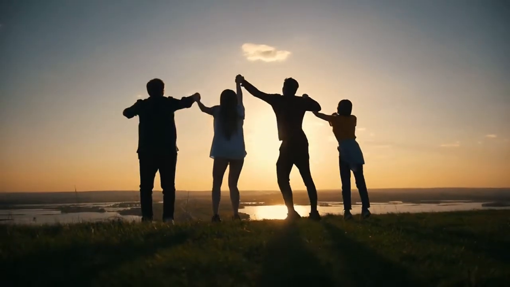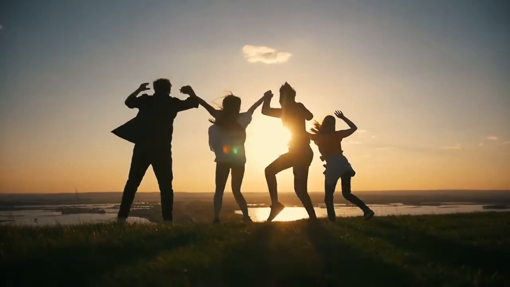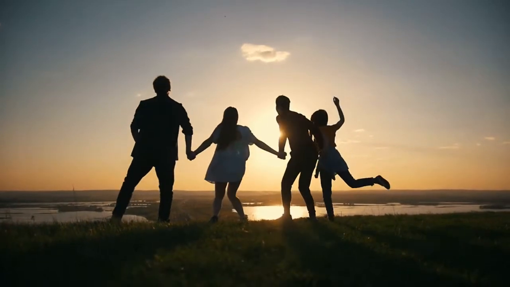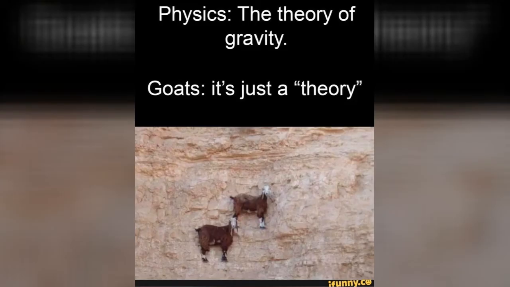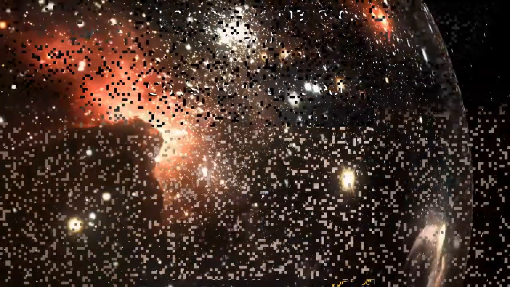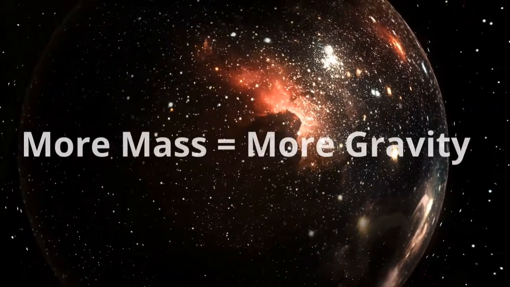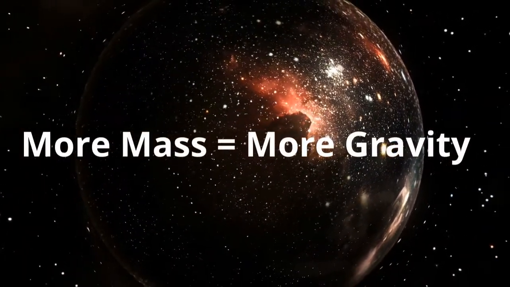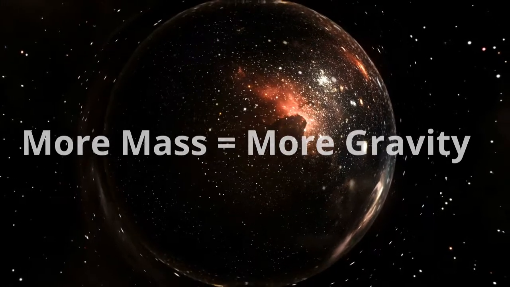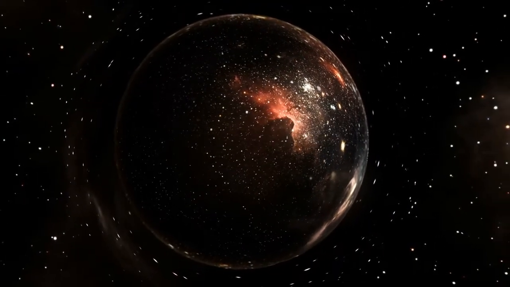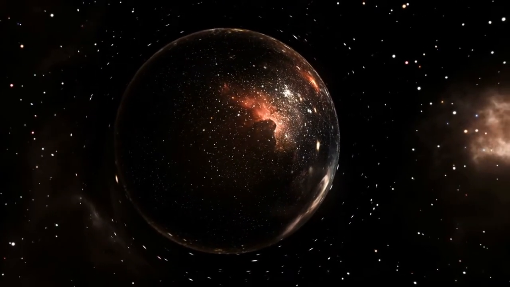Why do you land on the ground when you jump up instead of floating off into space? Why do things fall down when you throw them or drop them? The answer is gravity, an invisible force that pulls objects, anything with mass, toward each other, including objects in space. Objects with more mass have more gravity. Gravity also gets weaker with distance, so the closer objects are to each other, the stronger their gravitational pull is.